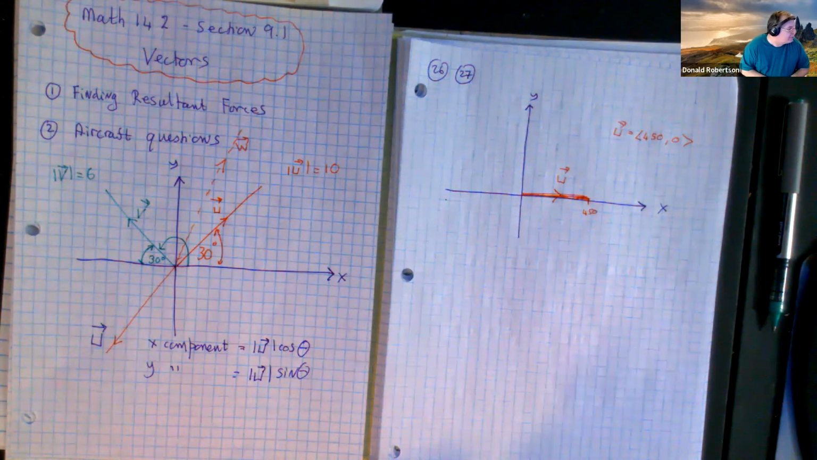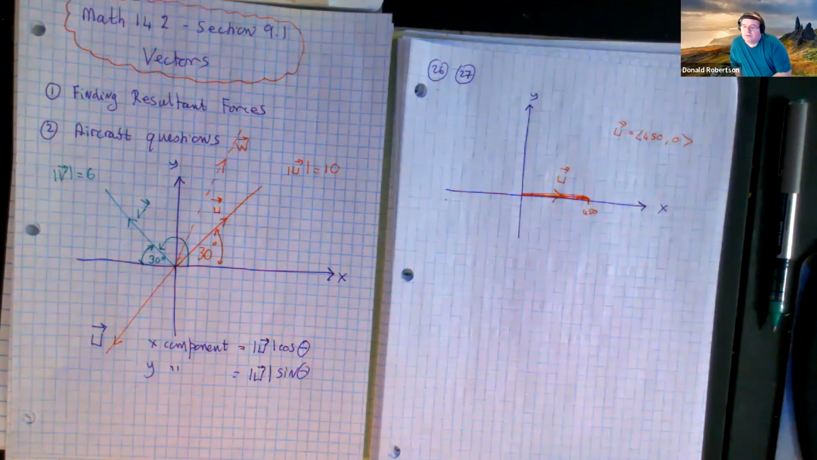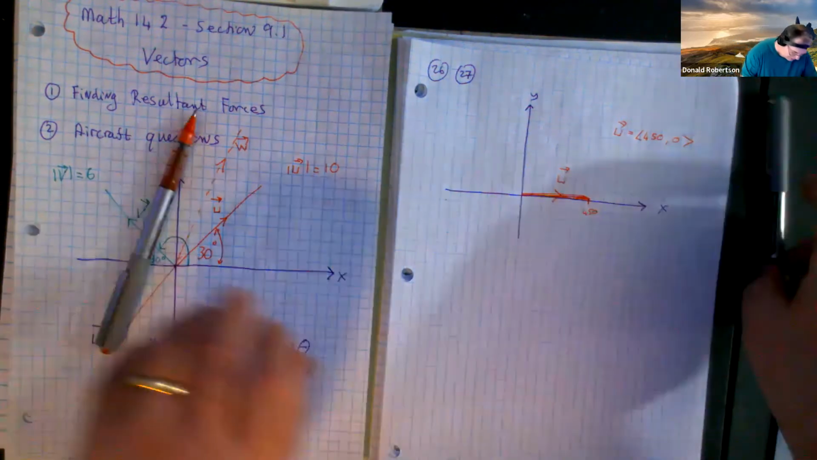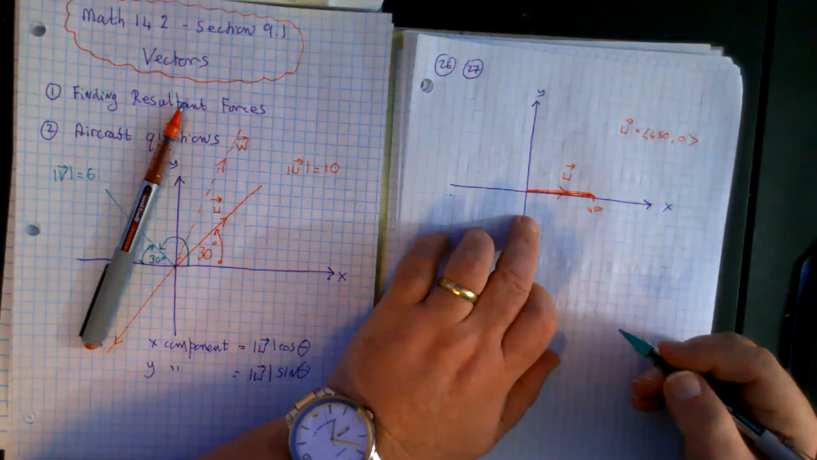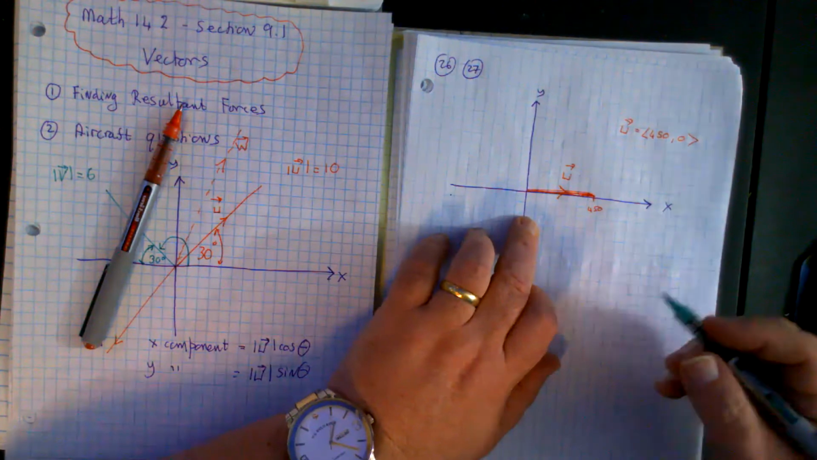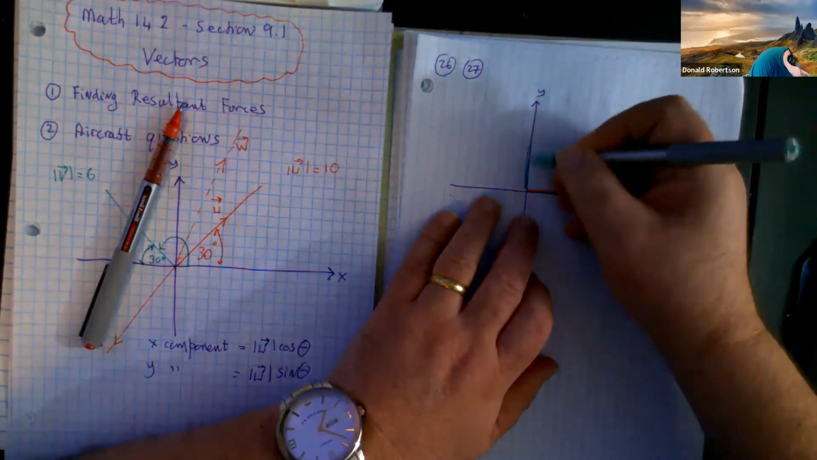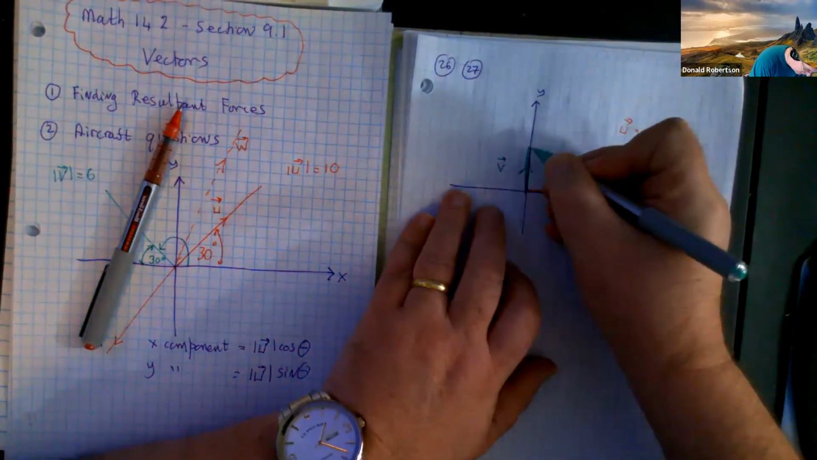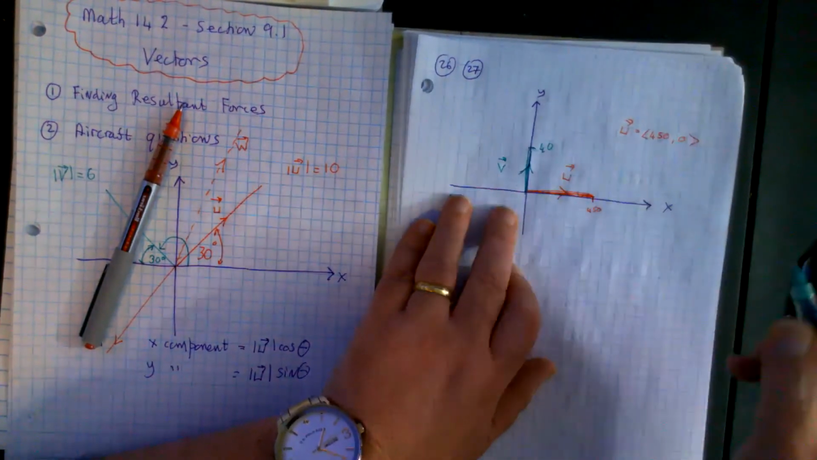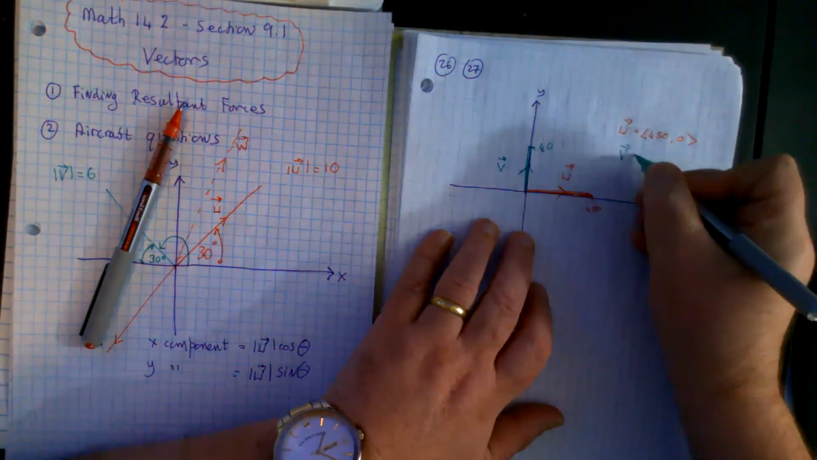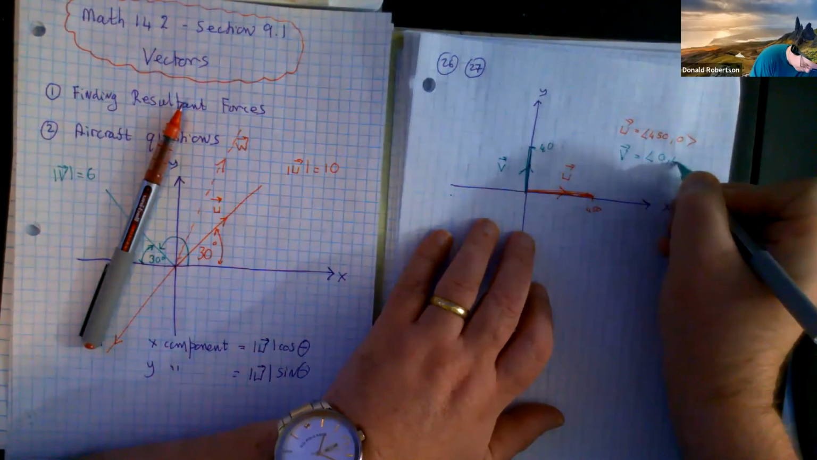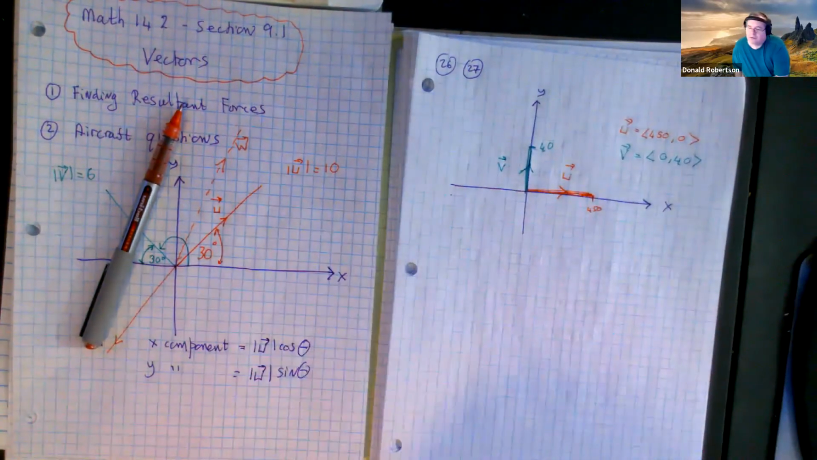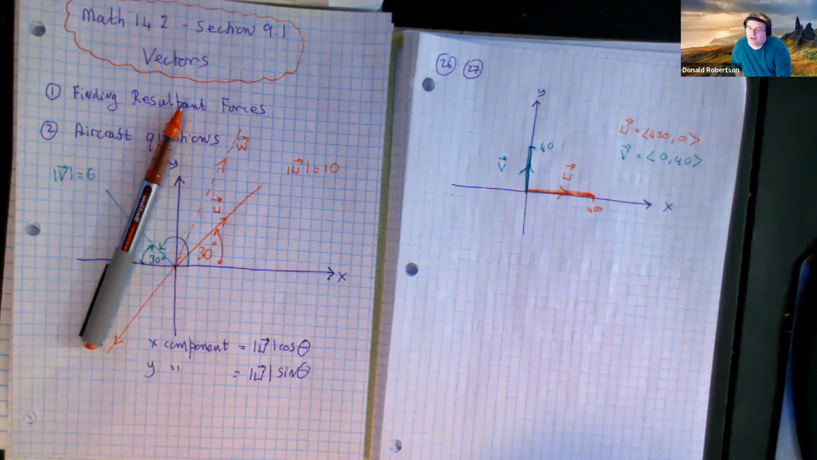And the wind is blowing due north at 40. So can you imagine that this is the wind? I'll call that V. And its speed is 40. So the vector for V would just be 0, 40. Are we cool with that?